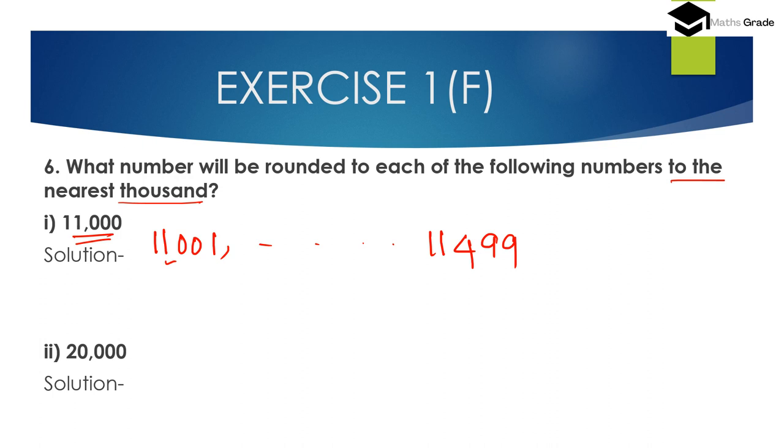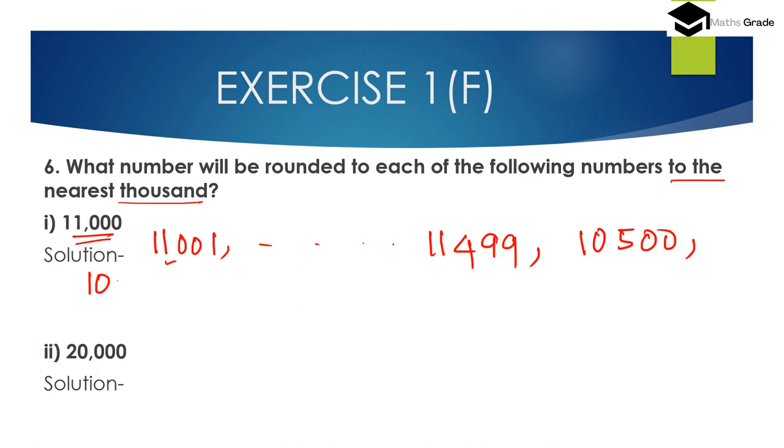That will be 11,000. Now if we use the number 5, more than 5 in the 100s place digit, that is 500, then in the 1000s place digit we have to add 1. So this 1000s place digit is 0. 0 plus 1 is 1. So 10,500 rounded up to the nearest 1000 will be 11,000. This 100s place digit 5 changes to 0. So this 1000s place digit 0 changes to 1. So this 10,500 rounded up to the nearest 1000 will be 11,000.